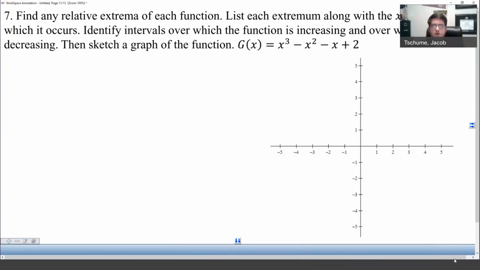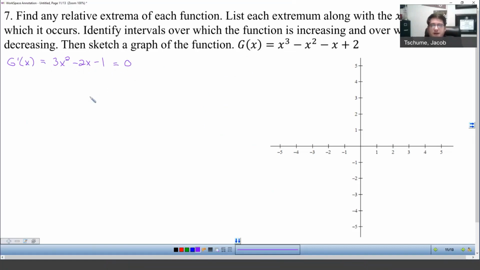All right, so let's do one more just like that. So same instructions. I want you to find all that same information, but now I want you to do it for g of x equals x cubed minus x squared minus x plus 2. So just like number 6, the first thing I'm going to do is I need to find my critical values. So I'm going to find the first derivative of g, which would be 3x squared minus 2x minus 1, and I'm going to set that equal to 0.